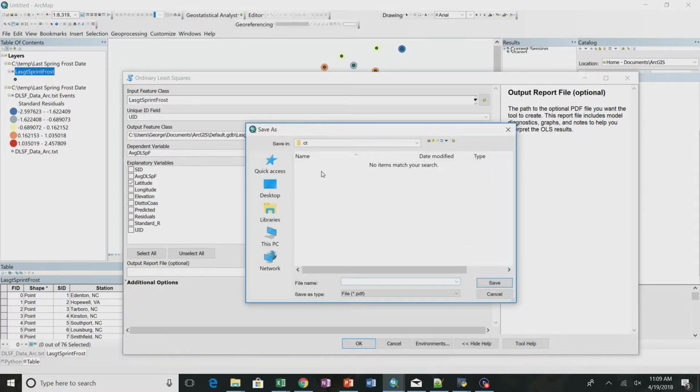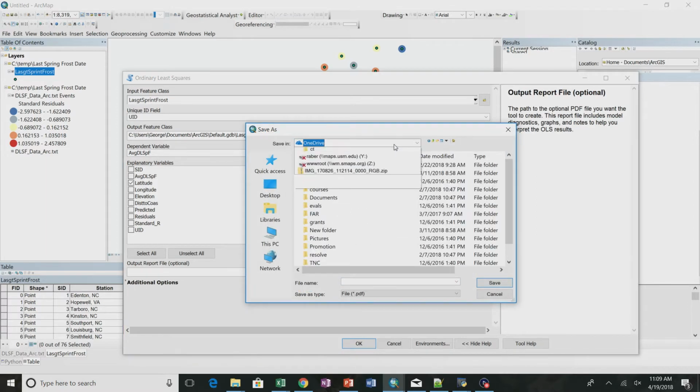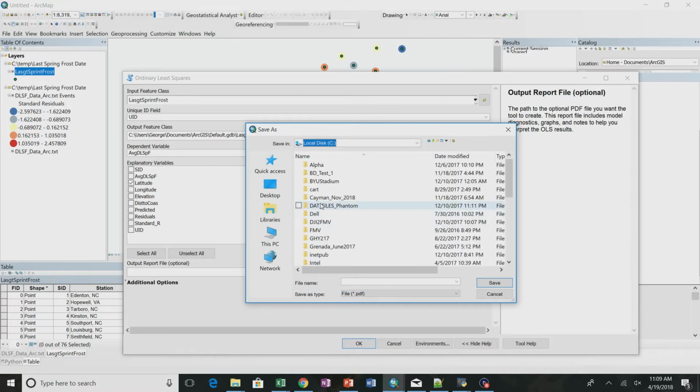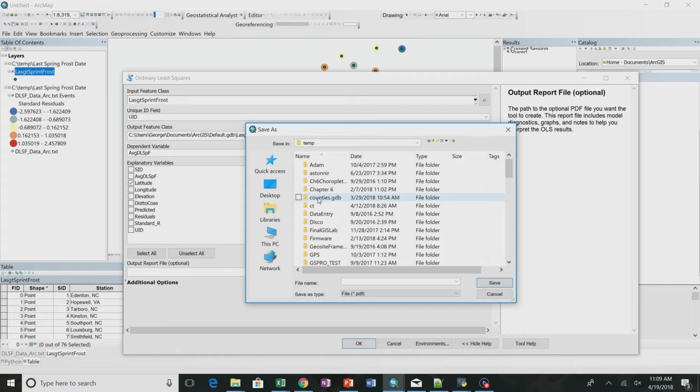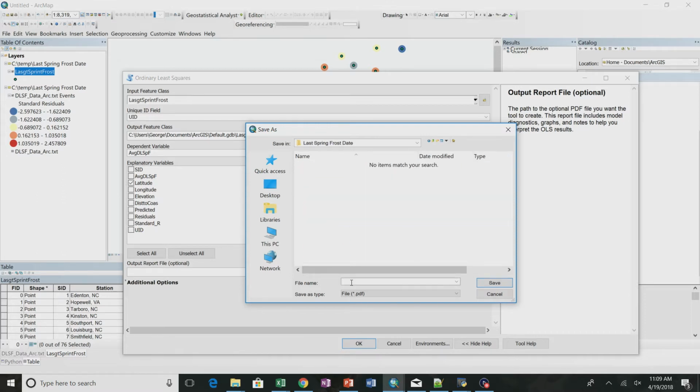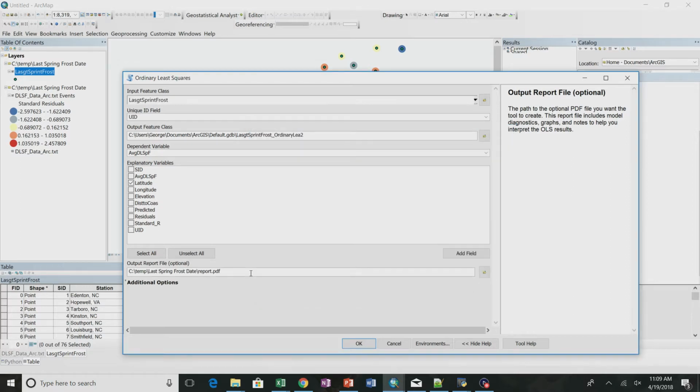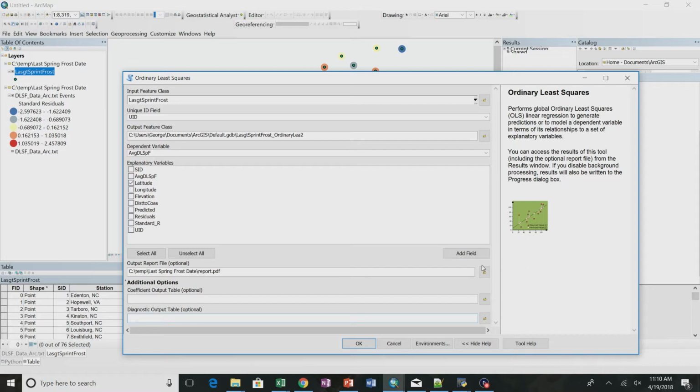And we're going to output our report file to the same location, C temp, last spring frost, and we'll just call it report. That's probably a bad name. We've got some additional options here. You could output the correlation coefficient table. That's the correlation between each of the individual variables. Since we only have one variable, it'll appear in the report, so that's fine. And then the diagnostic table, which will give you all the significance test results, which will also be in the report. So we'll leave that blank for now.